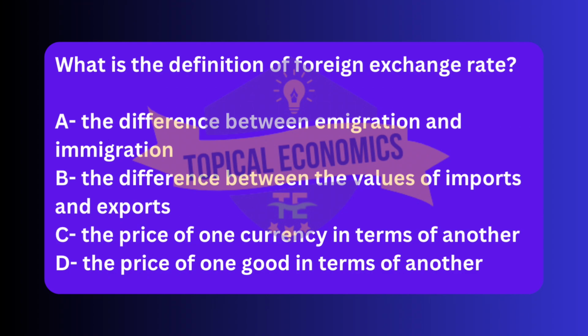Analyzing the other options. Option A, the difference between emigration and immigration, refers to net migration, not the foreign exchange rate. Next, option B, the difference between the values of imports and exports, refers to the trade balance, not the foreign exchange rate. Lastly, option D, the price of one good in terms of another, refers to the price of goods or a relative price, but not to the concept of a foreign exchange rate.